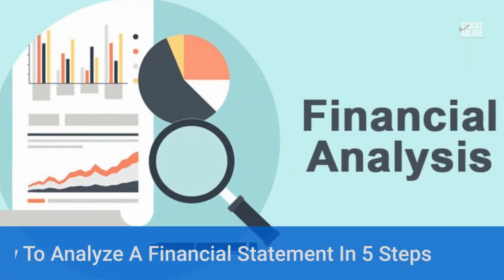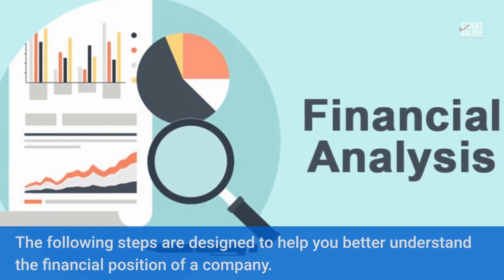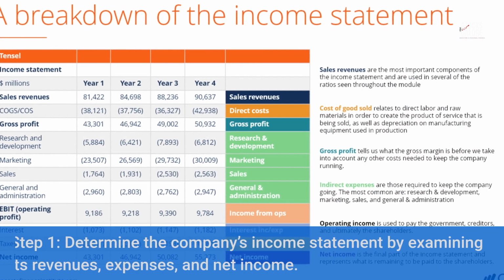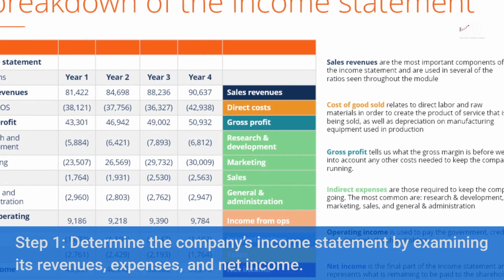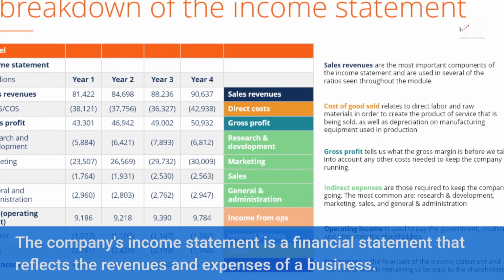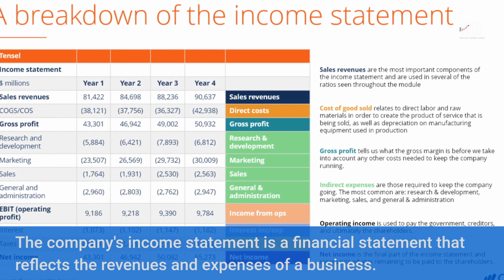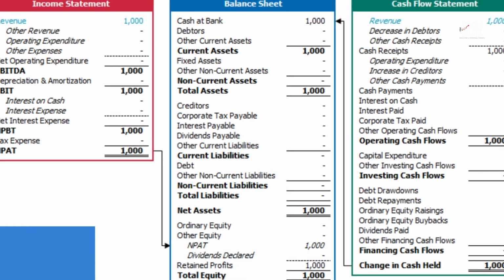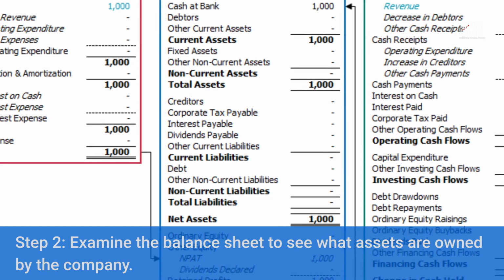How to analyze a financial statement in 5 steps. The following steps are designed to help you better understand the financial position of a company. Step 1. Determine the company's income statement by examining its revenues, expenses, and net income. The company's income statement is a financial statement that reflects the revenues and expenses of a business. It is a form of the balance sheet that includes the changes in a company's accounts over a specific period of time. Step 2. Examine the balance sheet to see what assets are owned by the company.